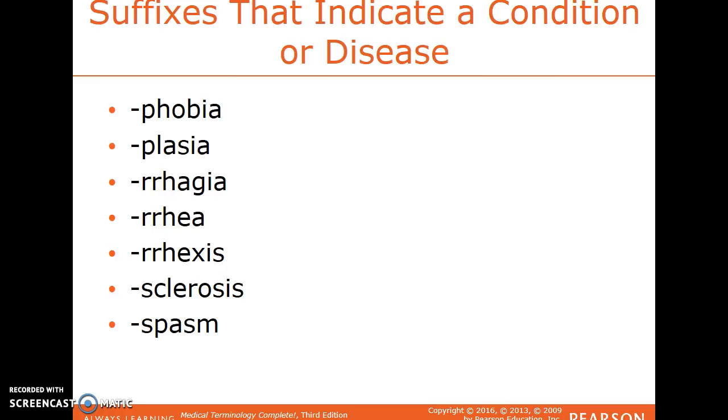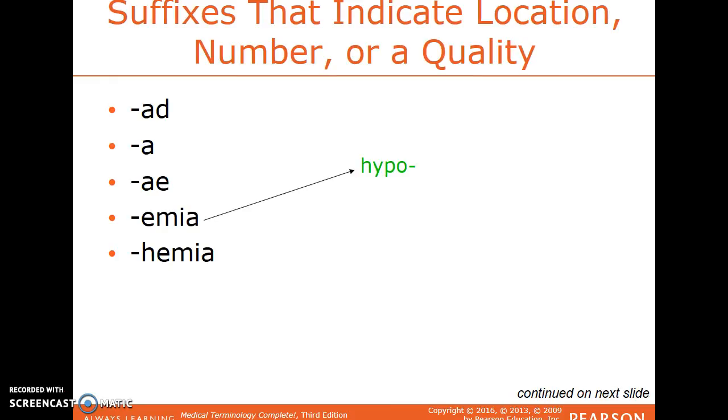Sclerosis is hardening or a condition of hardening. So the term arteriosclerosis refers to hardening of the arterial walls. And spasm indicates a sudden involuntary muscle contraction. So the word bronchospasm indicates a sudden involuntary contraction of the muscular lining of the bronchi. Suffixes that indicate location, number, or a quality.